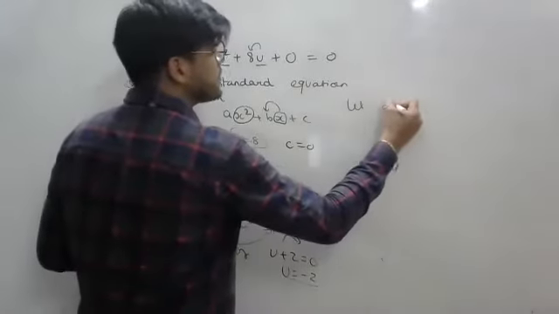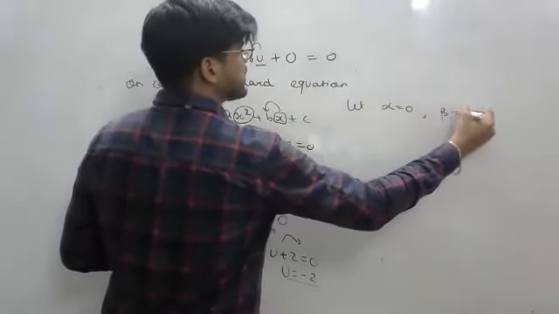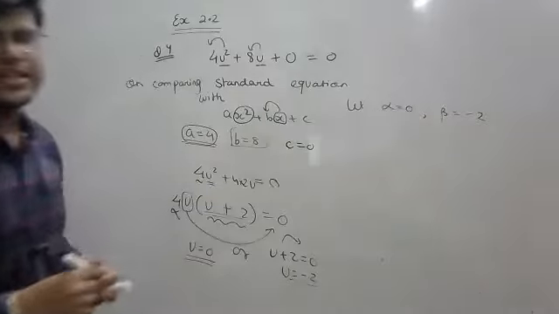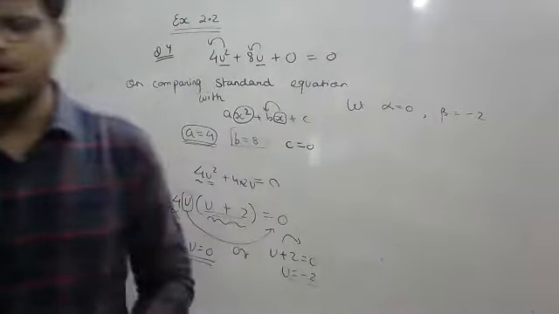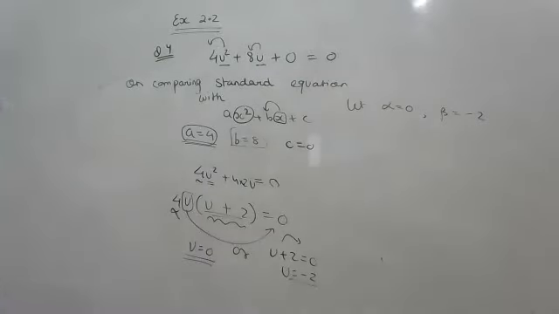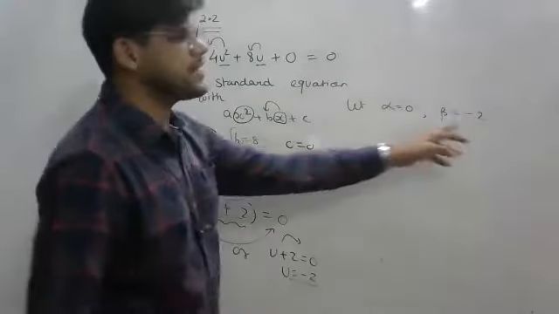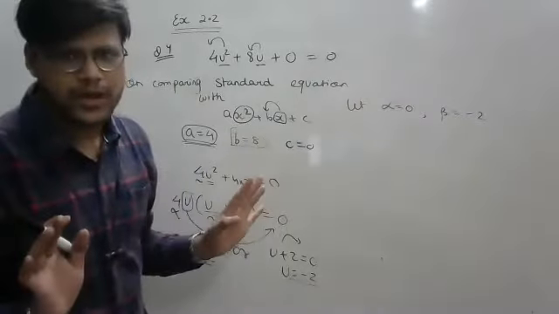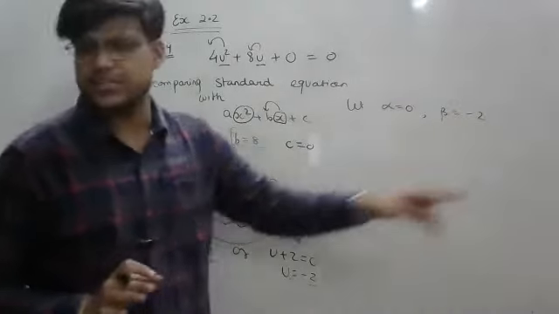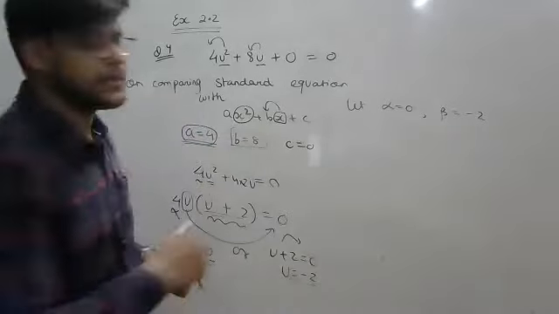Let alpha be 0, beta be minus 2. It is not compulsory to take alpha and beta this way, but there is a general method which is followed, so if you do follow that, that would be better. Alpha is 0, beta is minus 2. You can also take alpha is minus 2 and beta is 0. That's fine. Even if you interchange them, it will not impact your answer.